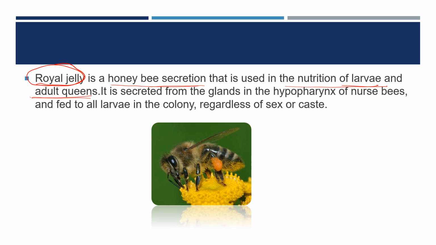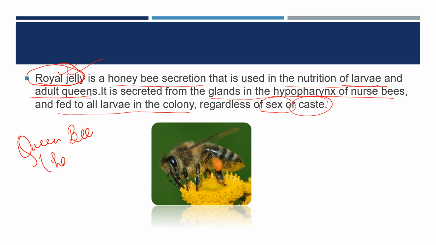So it is secreted from where? It is secreted from the glands of the hypopharynx of the nurse bees and fed to the larva in the colony regardless of the sex and caste. But mainly the royal jelly is being fed to the queen bee, because the queen bee is the one who is maintaining the population. For the health and nutrition of this queen bee, this is being fed to this queen bee. Okay, so this is special.